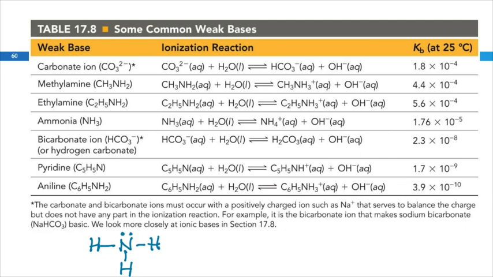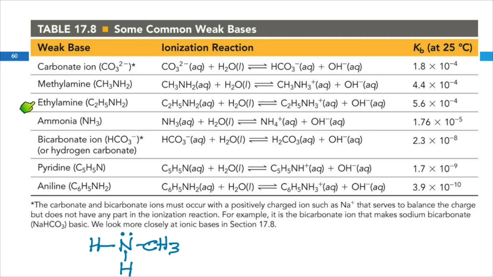Methylamine is ammonia where we've substituted one of the hydrogens. So instead of, say, this hydrogen, we've got something else in there: this methyl group, CH3. That changes the Kb, it changes some of the properties of it, but it still acts as a weak base.